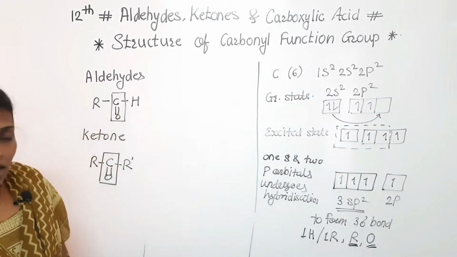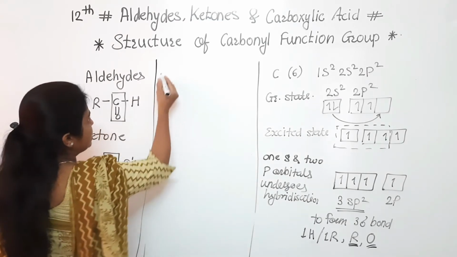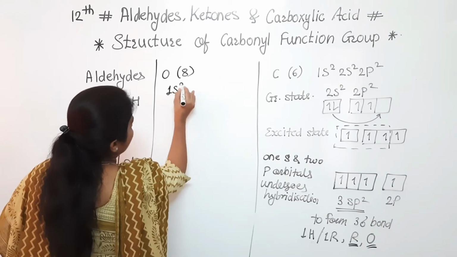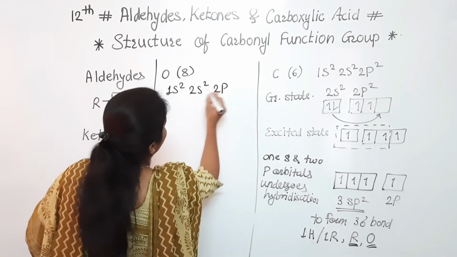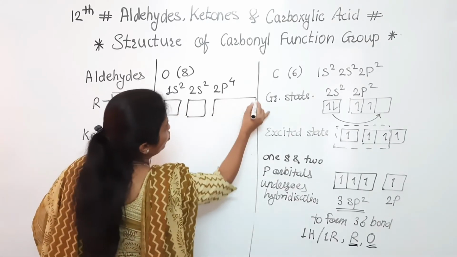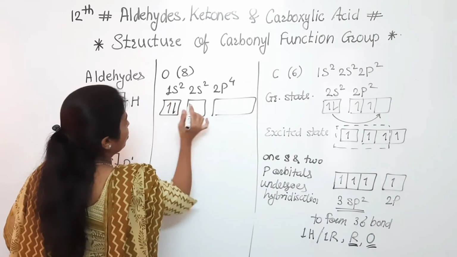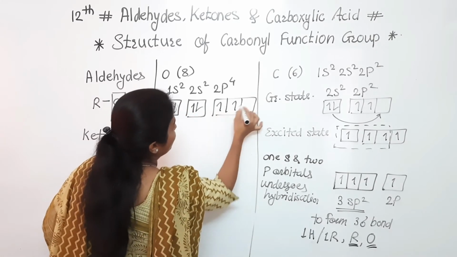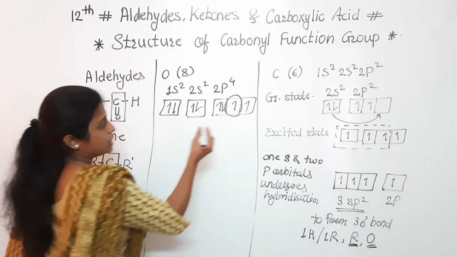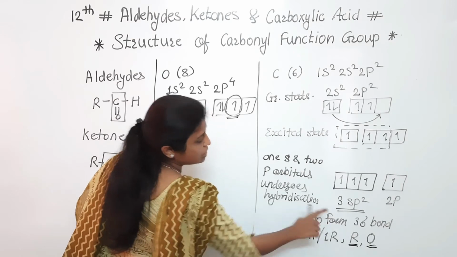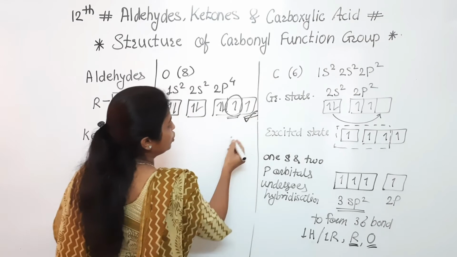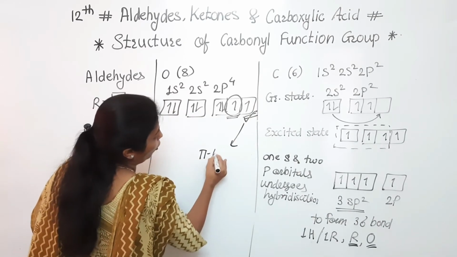So as we know, oxygen's atomic number is 8. Its electronic configuration will be 1s2, 2s2, 2p4. So here oxygen always forms 2 bonds. Okay, so 1 2 1 2 and here 4 electrons are there. Okay, this orbital is used for the sigma bond formation. What about this one? This orbital will be used for the pi bond formation.